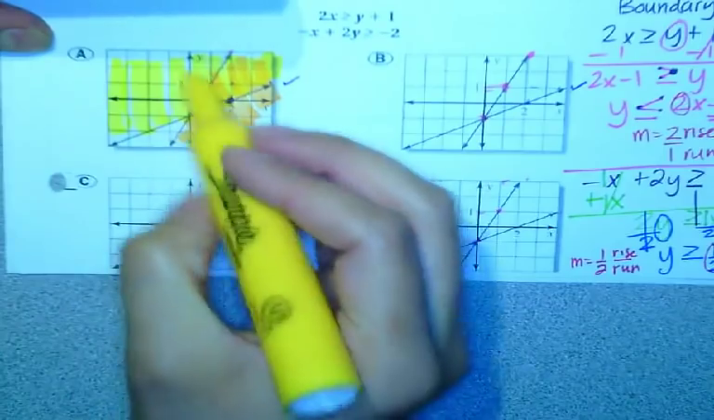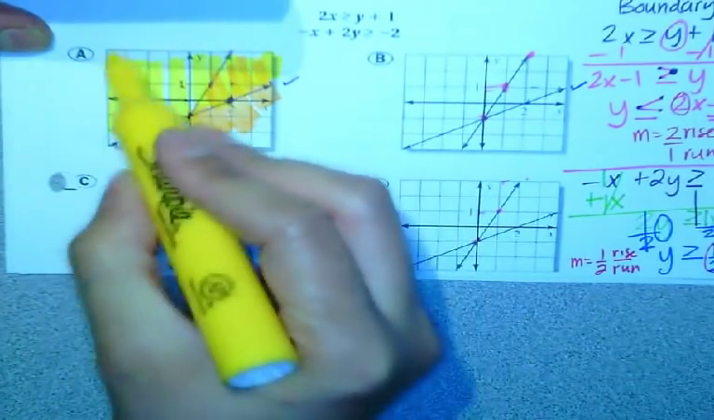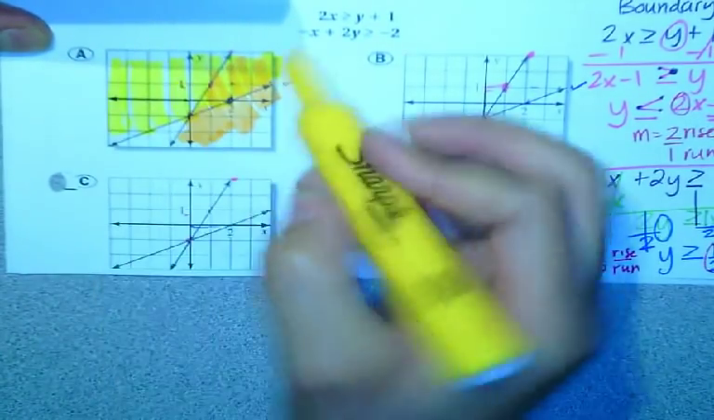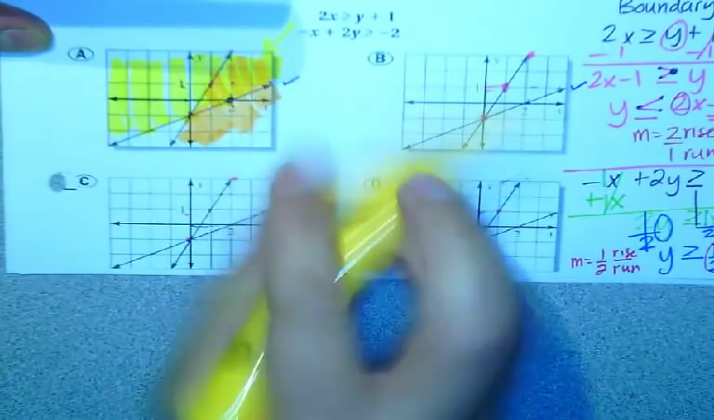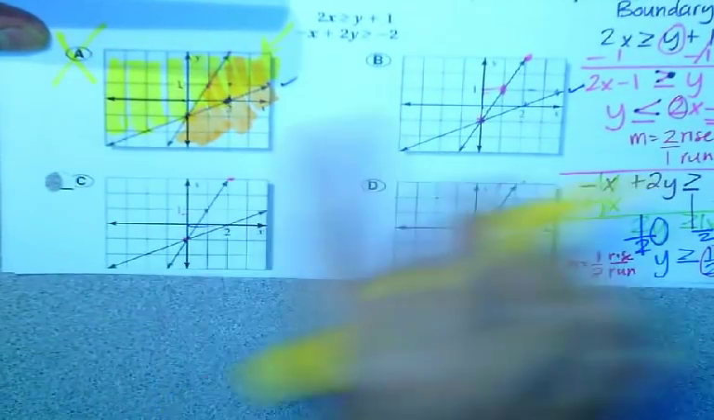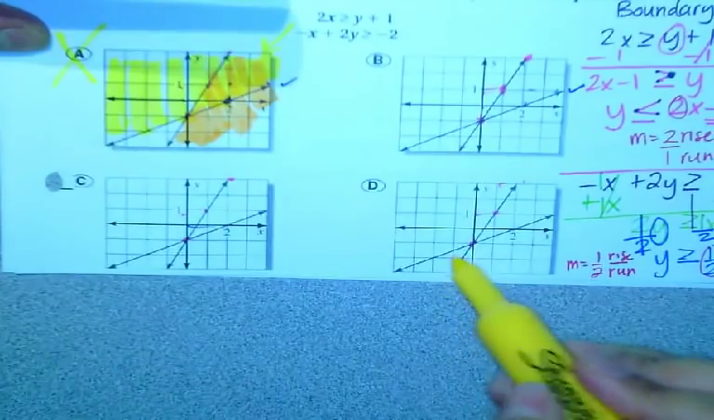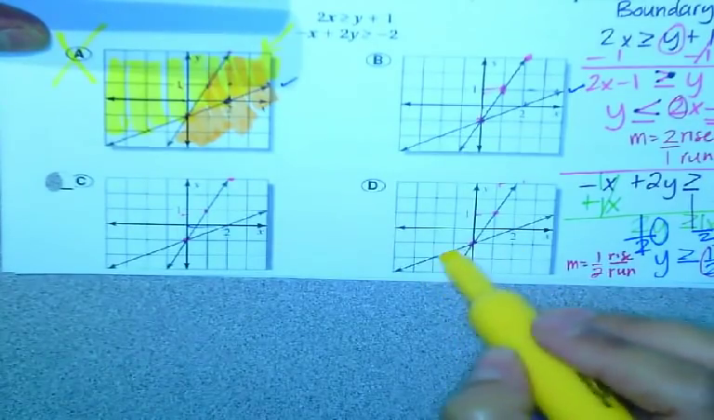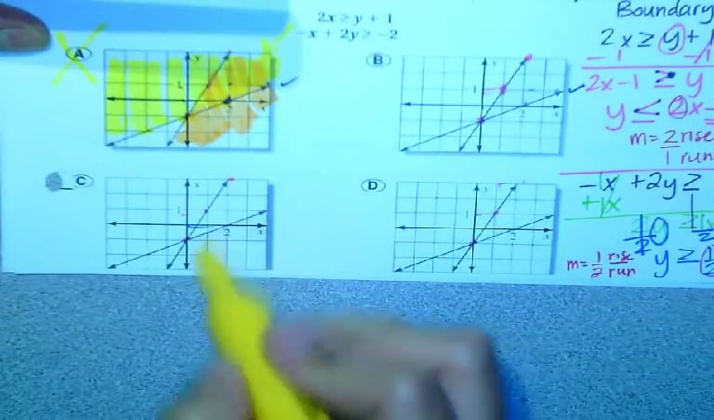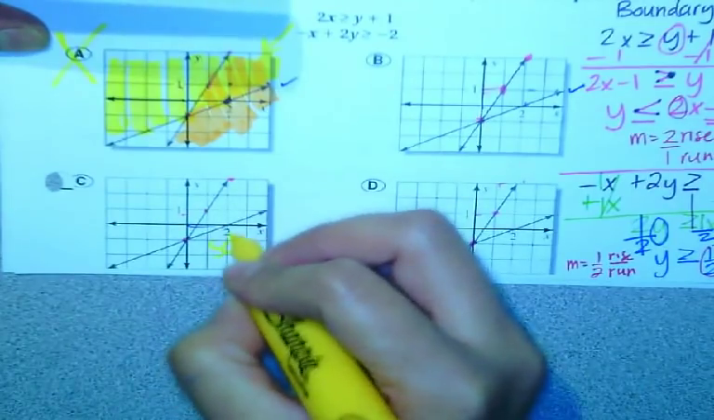I hope you can tell in your copy, but on letter A it looks like they had this as the solution region, and it should be this middle part. So A is not the answer. If you look, you can kind of see that this one has this as the solution region, and this one has this as the solution region.